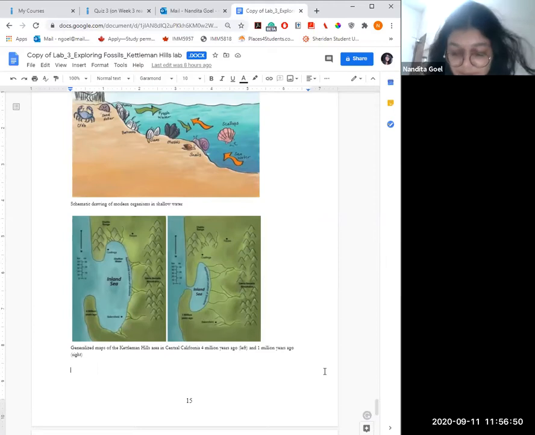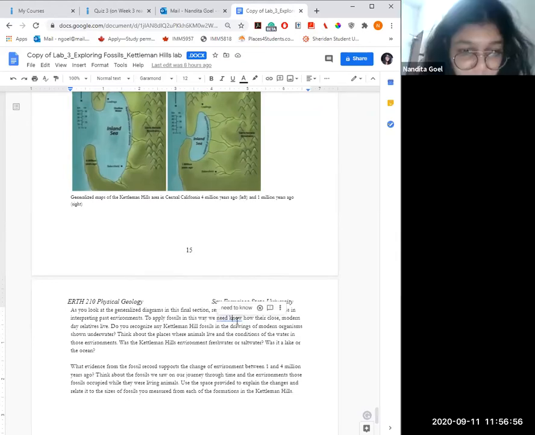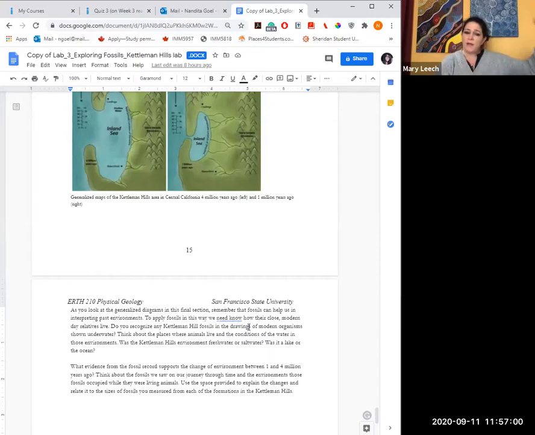Yeah, it does. So hopefully as you went through the lab, you saw a progression. You saw a change maybe, or if you didn't, maybe go back and look to see if the description changes in the way that they describe the environments for these animals. Look at that and see what you wrote or what was in the captions.